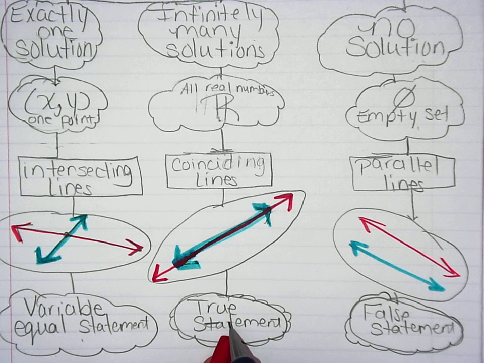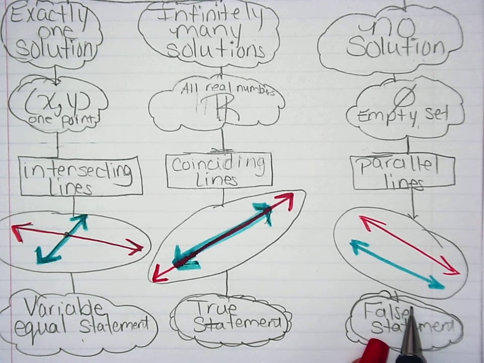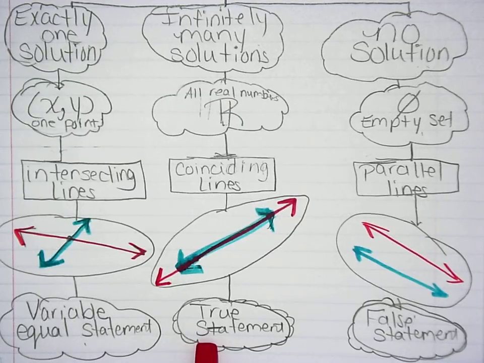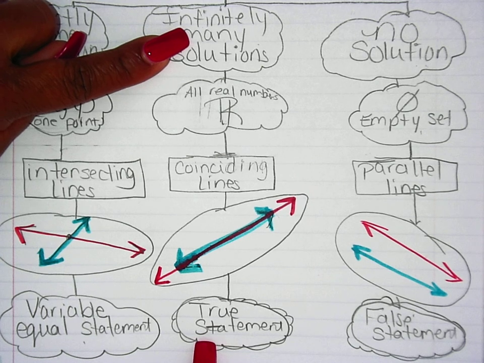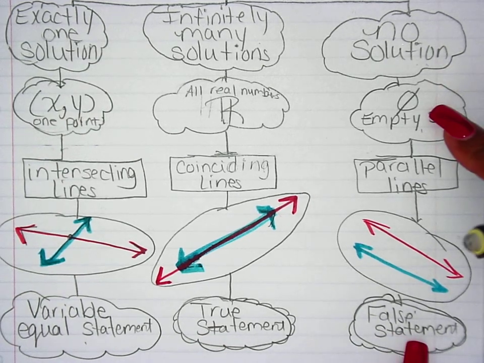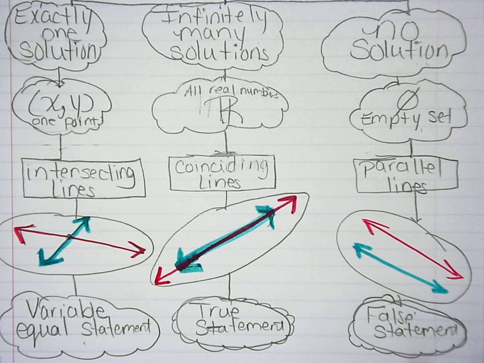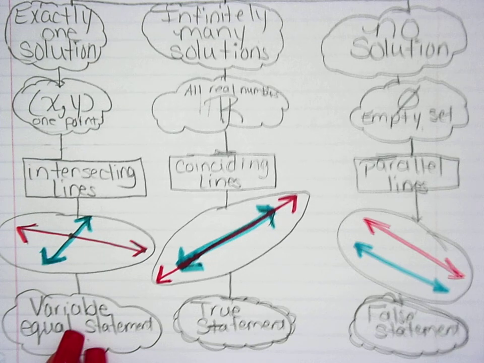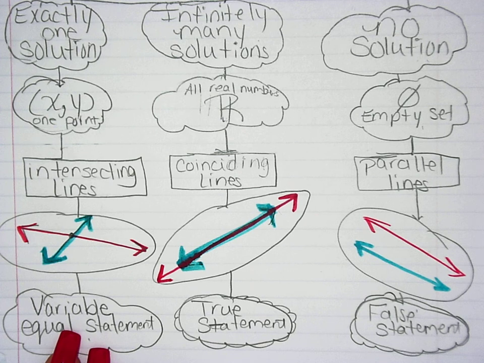Or we're going to end up with true statements or false statements. Okay, with a true statement, the solution will be infinitely many solutions. If we end up with a false statement, it will be the empty set, no solution. Okay? This you're used to, variable equals statements. The x equals a number, y equals a number.